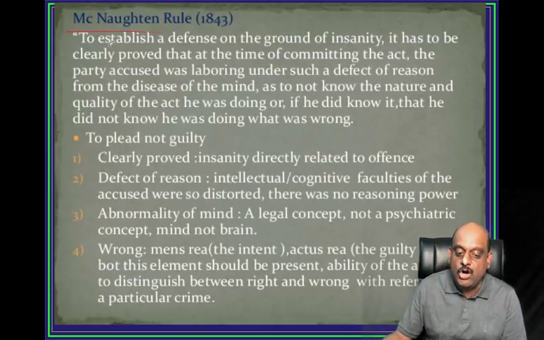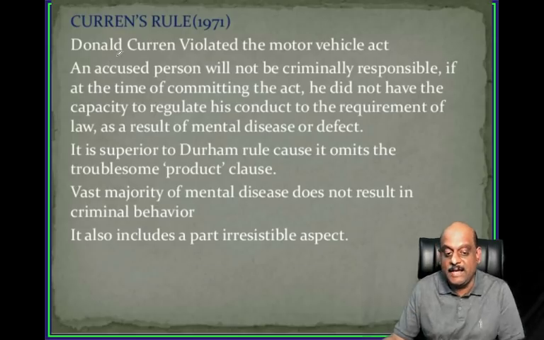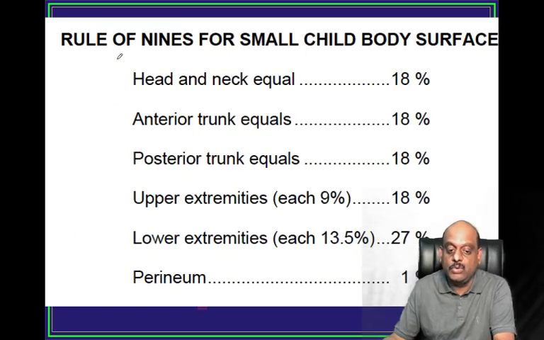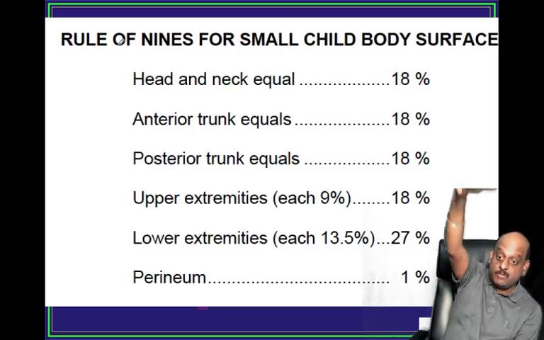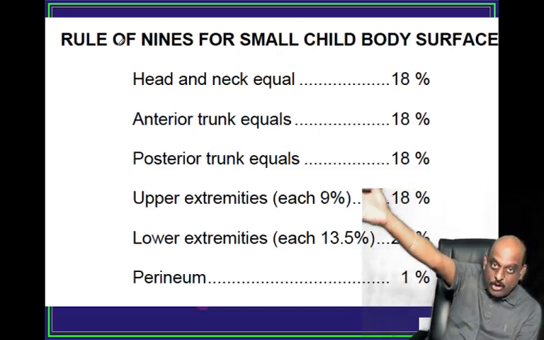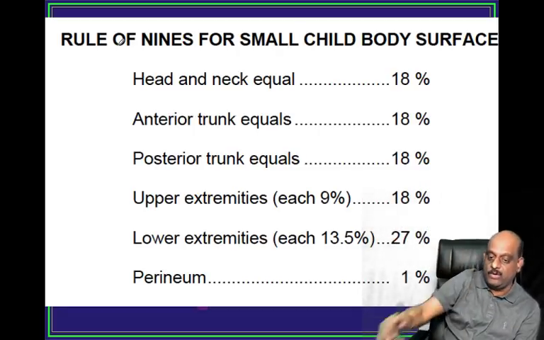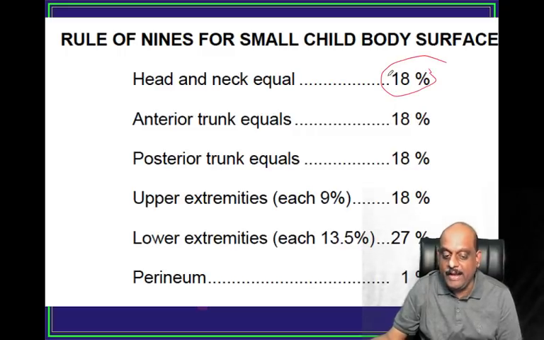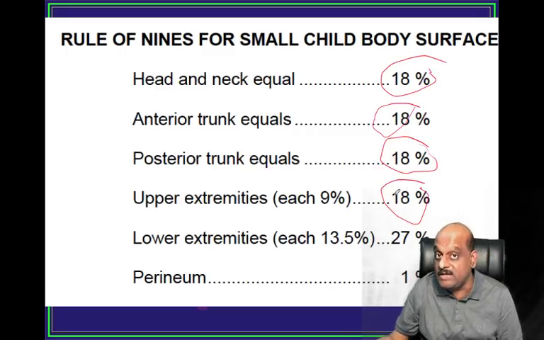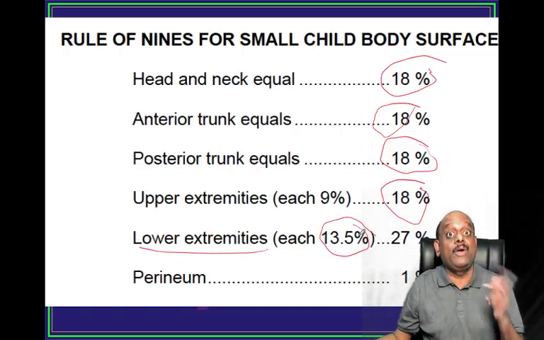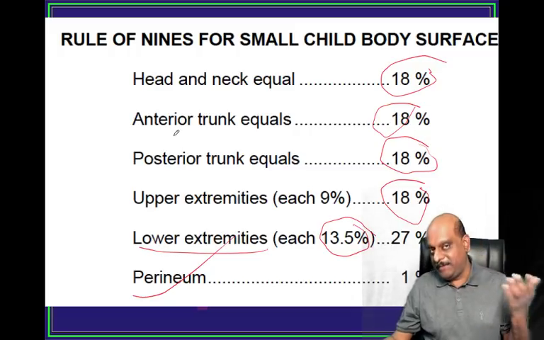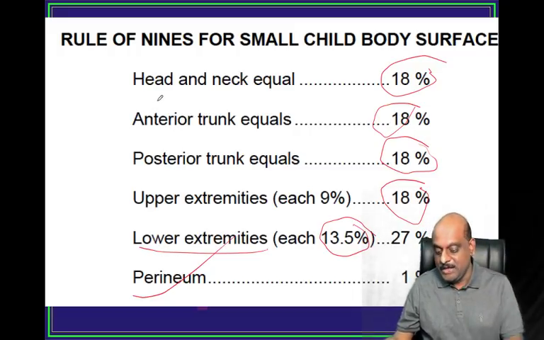Then McNaughton, he also says the same, right? So what is the rule of 9? Rule of 9 is for body surface area calculation in a small child. Head and neck 18, anterior trunk 18, posterior trunk 18, upper extremities each 9%. Lower extremities each 13.5%, perineum 1%. That's the rule of 9s.